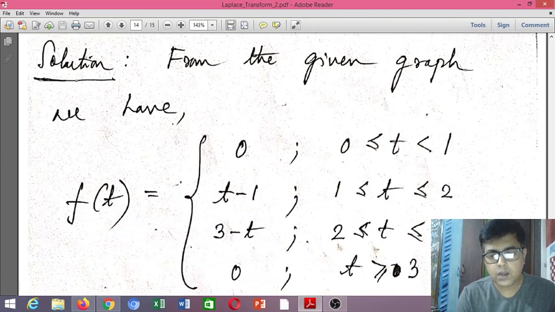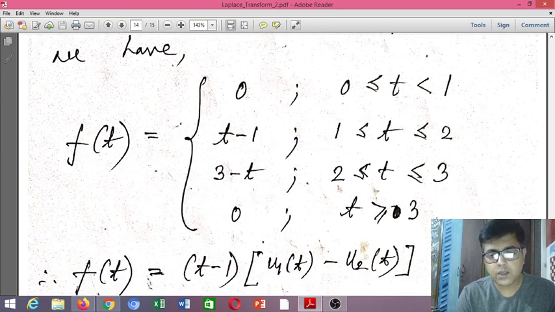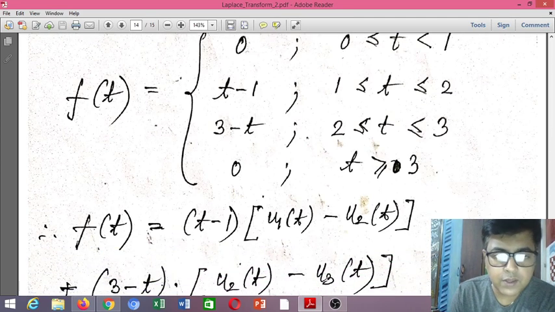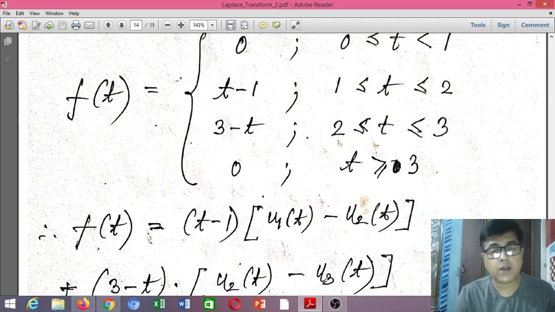So t minus 1 from 1 to 2, 3 minus t for 2 to 3, and 0 for t greater than or equal to 3. So we have written the function first. That is very important. From the graph, you write the function first. Once you've written the function first, you now have to do the second step.